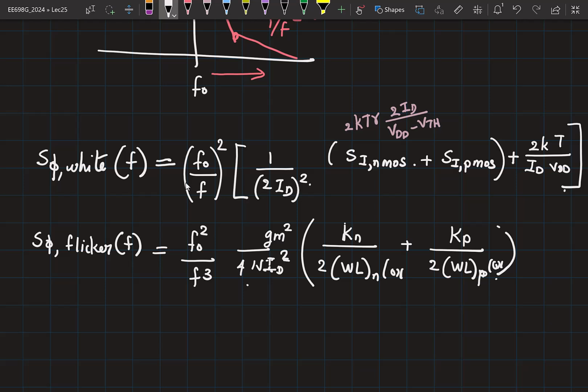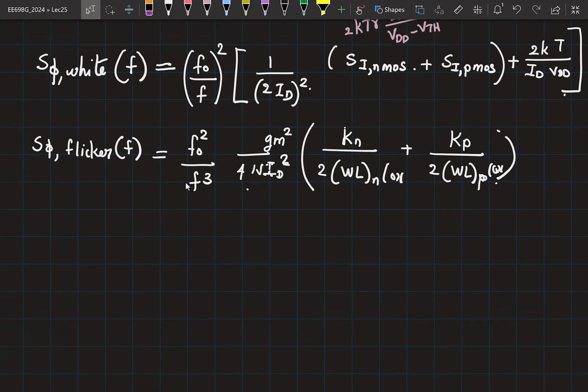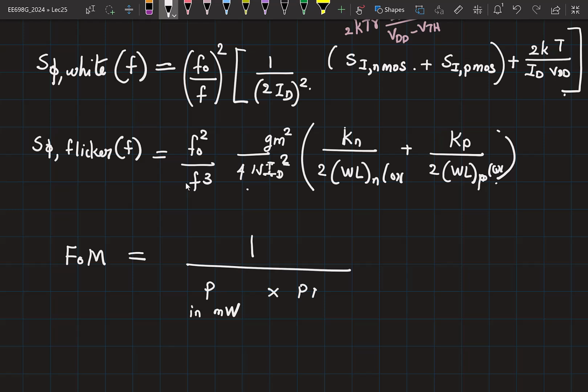Now we also said that the phase noise you can see at the output of the oscillator is related to how much power you burn in the oscillator. Therefore, to compare two oscillators, we have to define a new parameter called figure of merit. What was the definition of figure of merit for an oscillator? It is 1 by power, usually reported in milliwatts, times 1 by the phase noise, times (f0 by f) the whole square. So you report the phase noise at a particular offset frequency, and the same offset frequency is to be used in the equation.